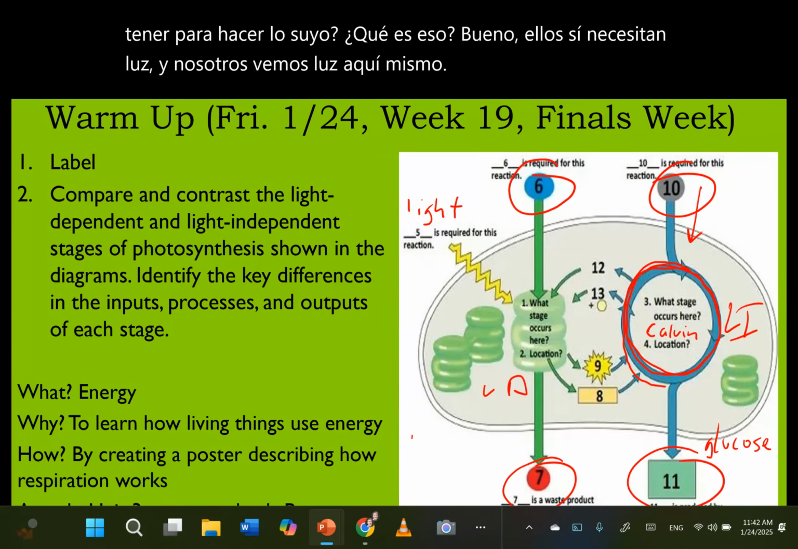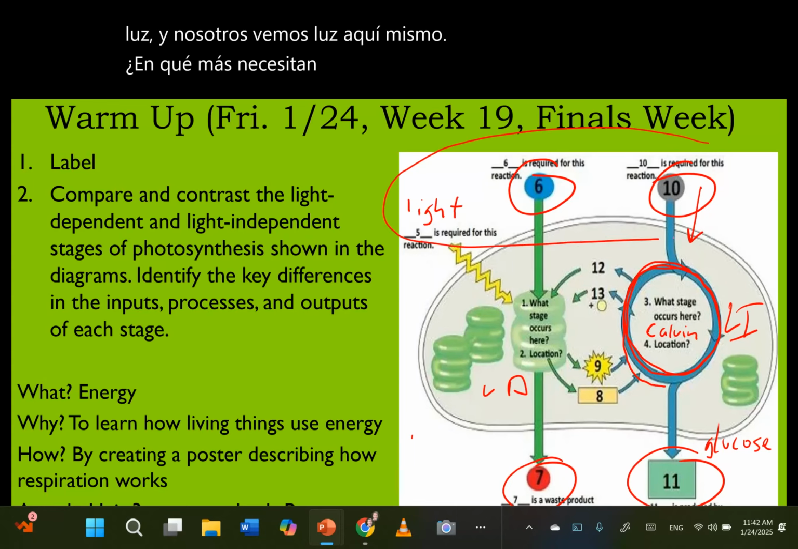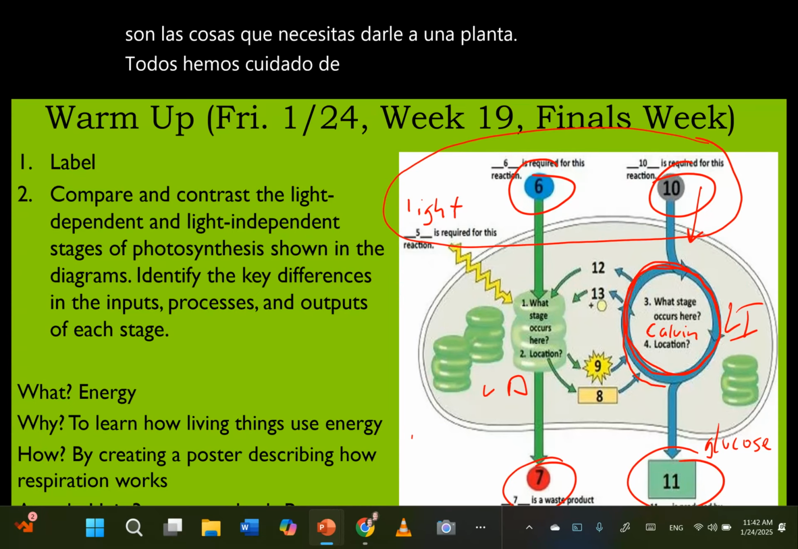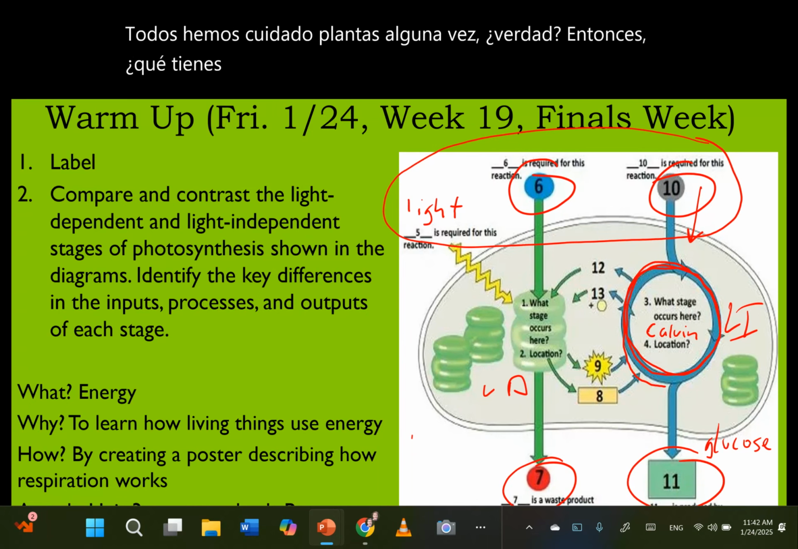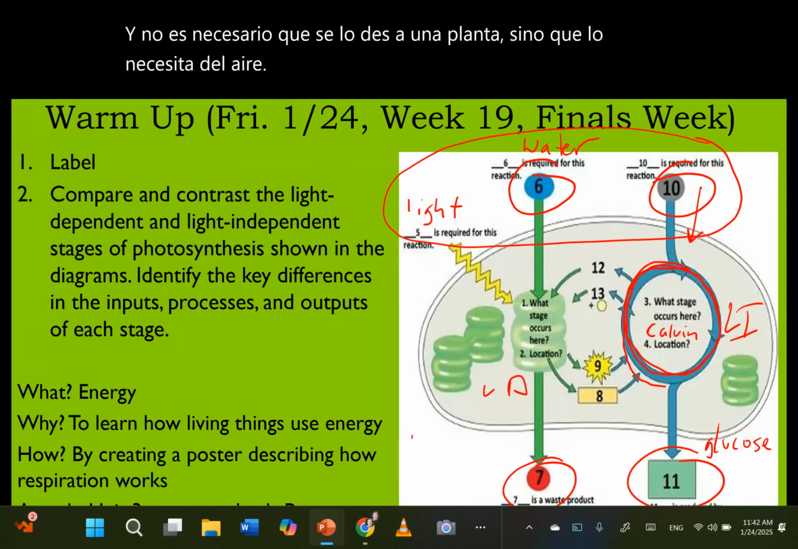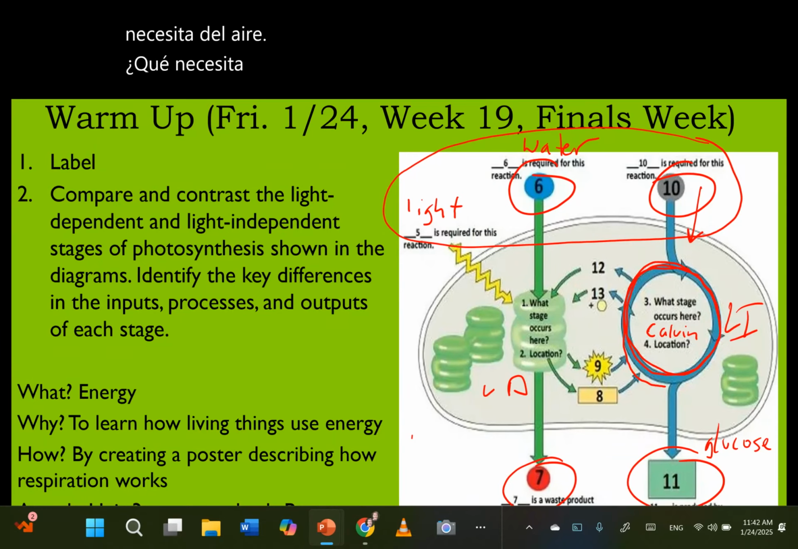What else? They need light. Actually, on top, these are the things you need to give a plant. We've all taken care of plants before, right? So what do you got to do to a plant, Annabelle? Water. And you don't need to give this to a plant, but it needs it from the air. What does it need out of the air? Close. Carbon dioxide. So this is our CO2.